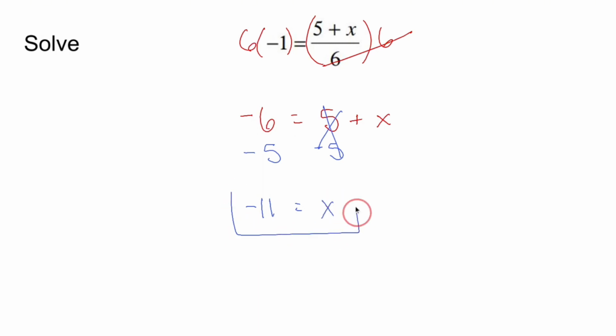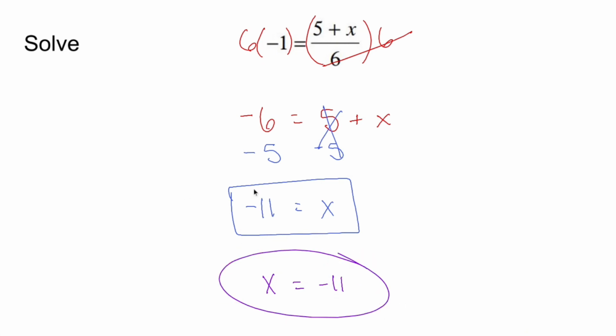Now, this is a legitimate answer. You're allowed to circle this and say, I'm done. But as a teacher, I really like to see my variable on the left side. So this is a quick fix. If negative 11 is the same as x, then x is the same as negative 11. It's all good. Either one of these are perfectly fine, but I prefer to put my x on the left side, and that's what I just did.